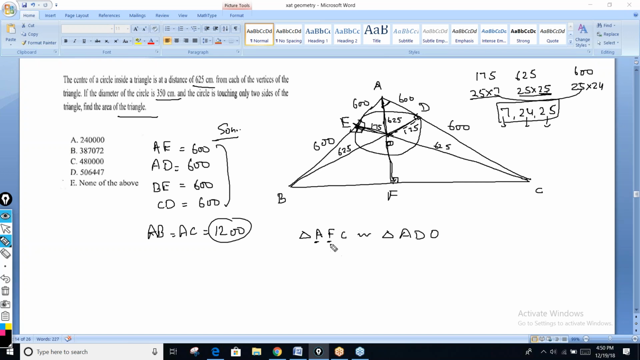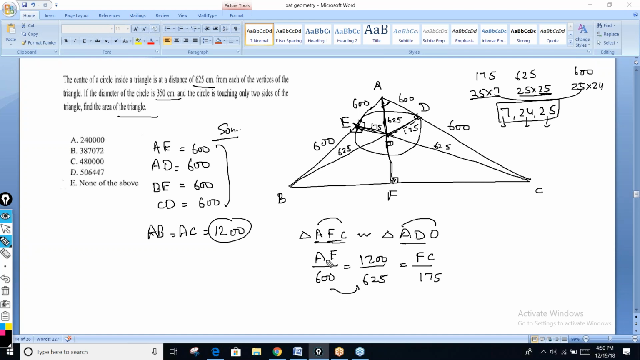So now I can find the value of AF and FC also. AF we do not know. AD is 600. AC we know is 1200. AO we know is 625. FC we do not know. DO we know, DO is 175. So we can get the value of AF and FC both.